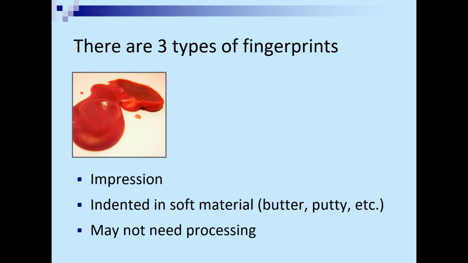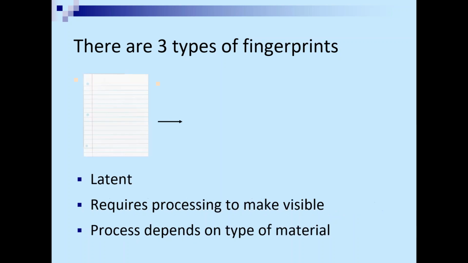Your book says it may not need processing, but you do need to process it as far as making a cast. What do you do with the cast? Well, you normally take a cast of it. It looks just like the finger that made the print, and then you ink the cast and make a fingerprint with that cast. All right, this is where it gets exciting. Latent fingerprints. So these are the invisible fingerprints that are found on the Declaration of Independence.